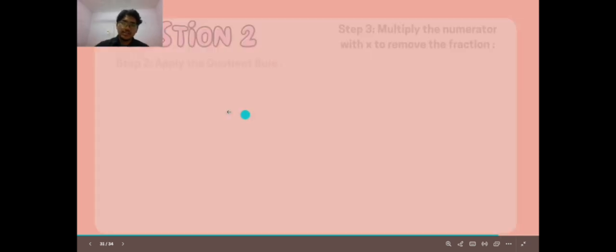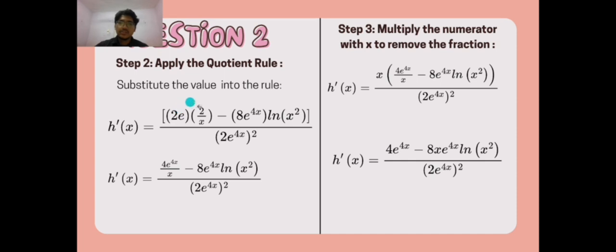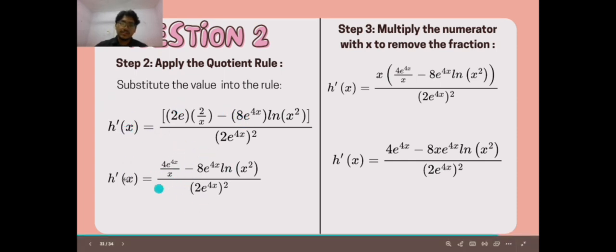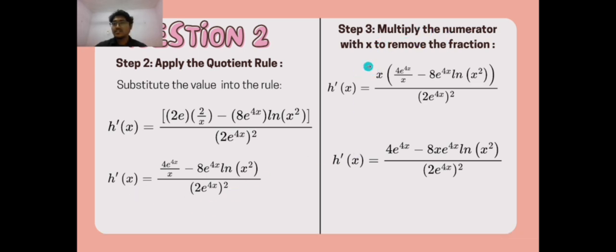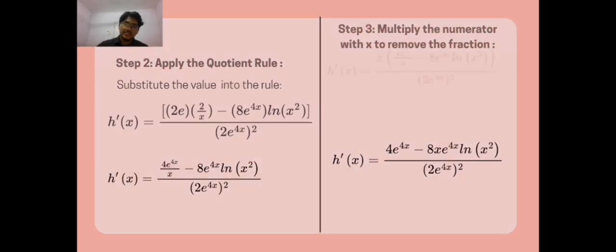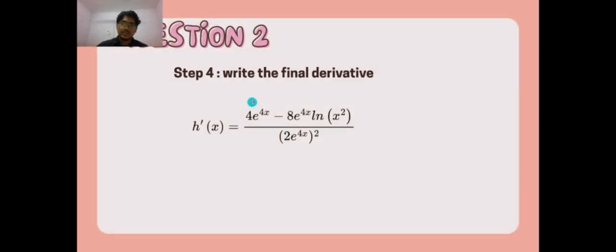Step 2 will be to substitute the values into the formula. So this is what we get after we substitute the values into the formula. Now step 3, we multiply the numerator, because that is a fraction that we need to remove. So we multiply with x and we get the 4 to the power of 4x and the rest. For step 4, we write the final derivative, and this is the final derivative.